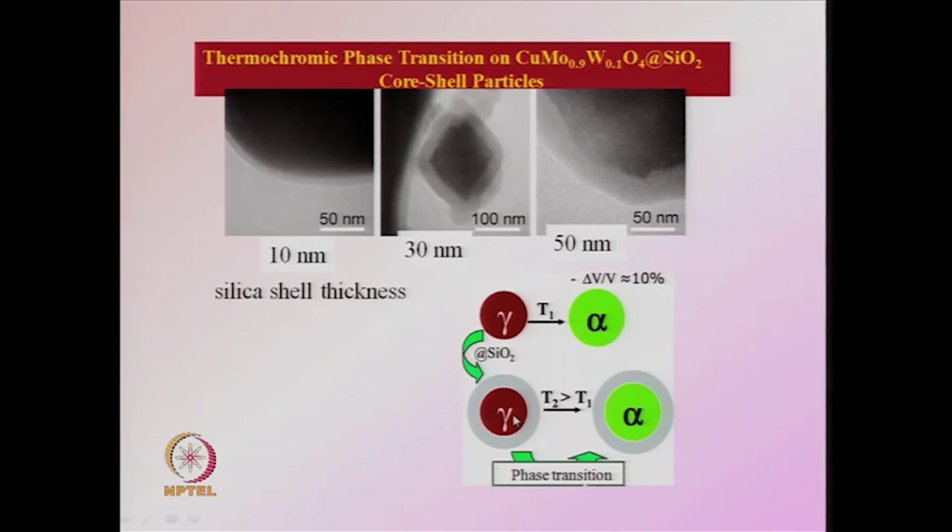You have to go to a much higher temperature, that is T2, which is much greater than T1, and then this gamma form changes to alpha. So, this phase transition will occur at a much higher temperature T2 compared to the particle where there was no shell, and that was a lower temperature T1. So, you can stabilize the particle by forming a shell on top of this.